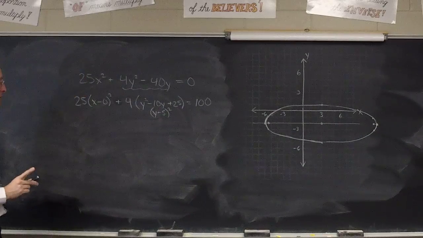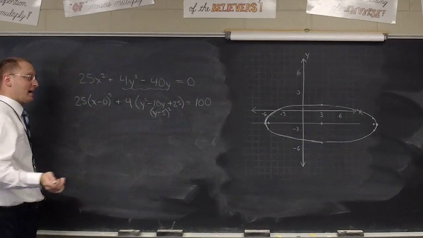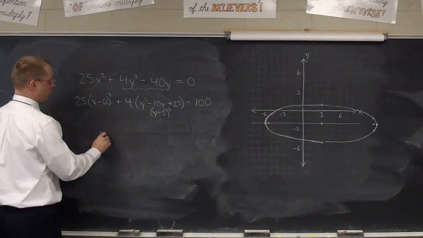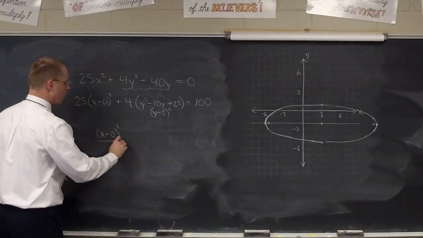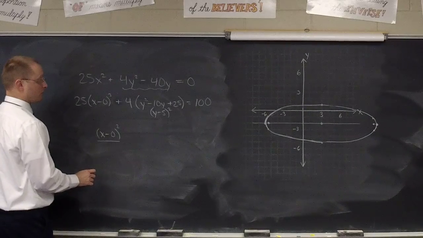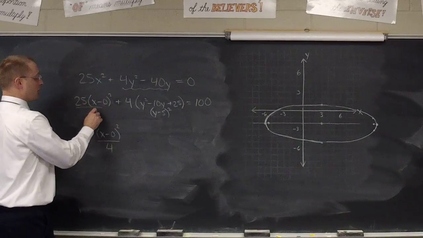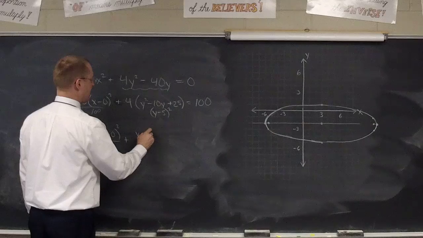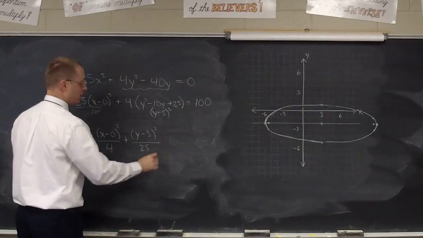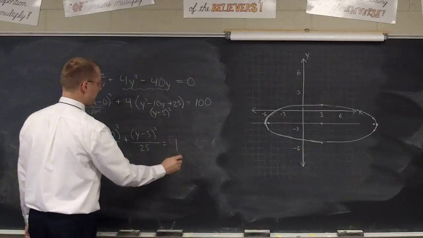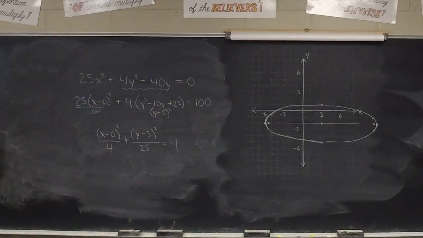All right, so when we set it equal to 1, we need to divide everything by 100. So x minus 0 squared, or just x squared, over 4, because I'm dividing by the 100, plus y minus 5 squared over 25 as I divide by the 100, equals 1. Questions on that one? It's sneaky. It looks like a really easy one, and all of a sudden, that y messes some things up.